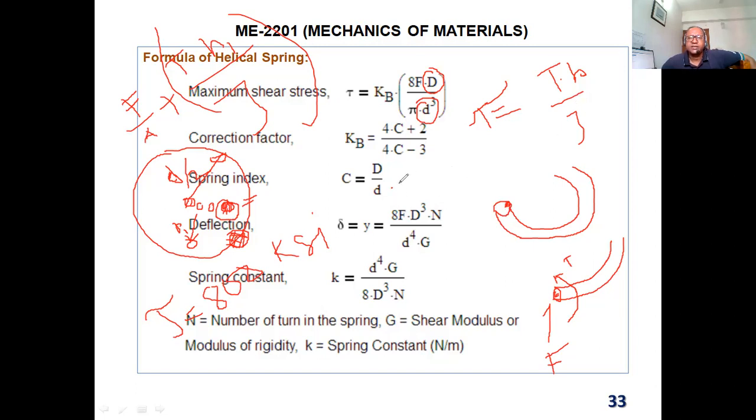What is J? J is pi by 32 multiplied by d to the power 4. What is J actually? We call it the polar moment of inertia. What does it mean? That means if the J value increases, shear stress will be low. When you make the diameter bigger, J increases. You make it smaller, decreasing the value of D, then J will decrease. If J decreases, tau will increase.